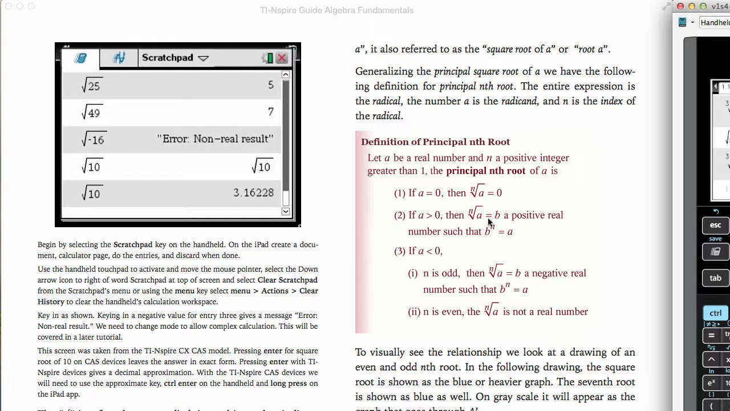We can generalize this principal square root by going to the principal nth root. So if a is equal to 0, then the principal nth root of a is equal to 0. If a is greater than 0, then the principal nth root of a is equal to b. If a is less than 0, and n is odd, then the nth root is a negative real number. But if n is even, then the nth root is not a real number. Just like over here, when we took the square root of -16, if we take the fourth root of a negative number, we will not get a real result.